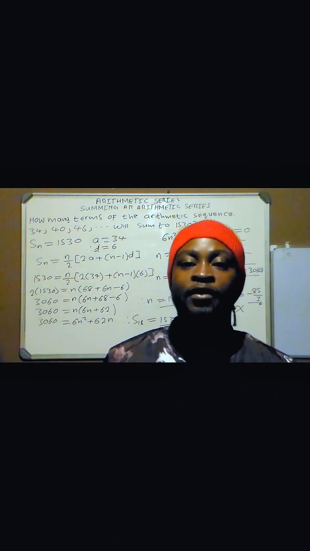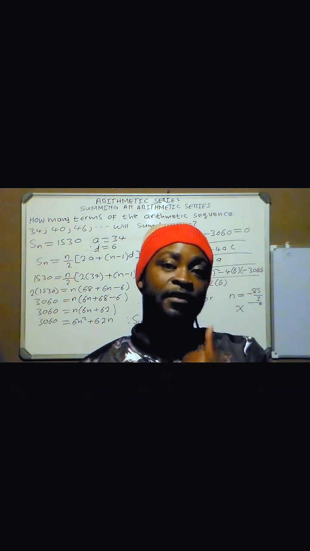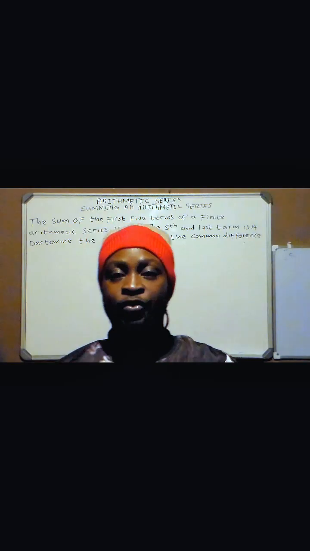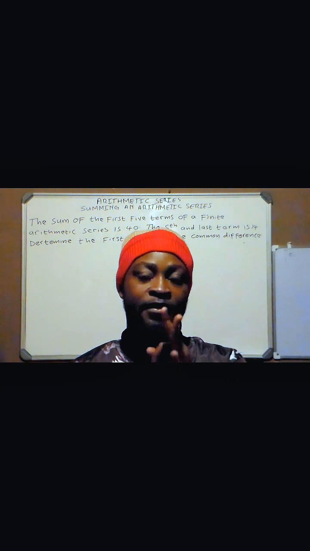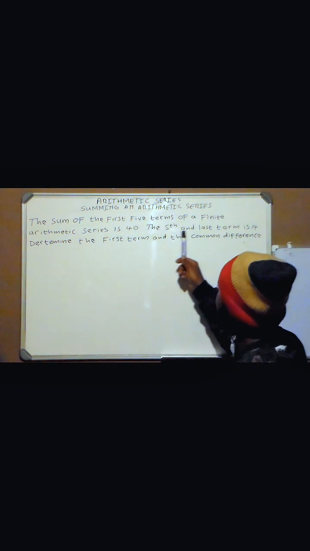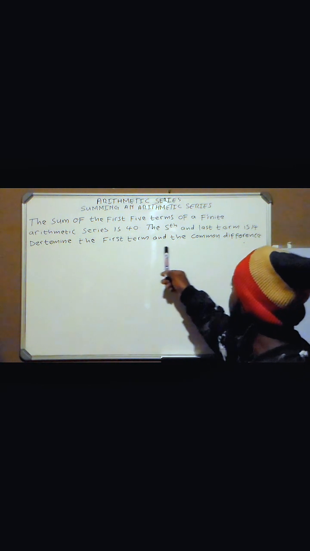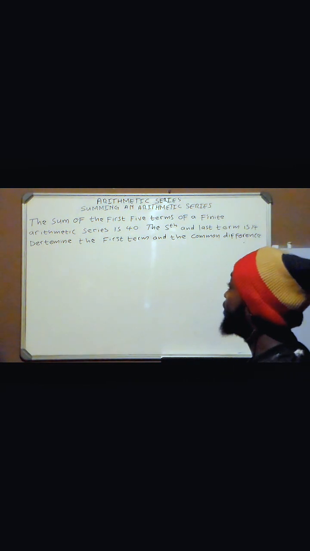Sharp. So let's go and look at the second question of the 3 questions. So this is the second question of the 3 questions. So it says the sum of the first 5 terms of a finite series is 40. The fifth and last term is 14. Determine the first term and the common difference, right?